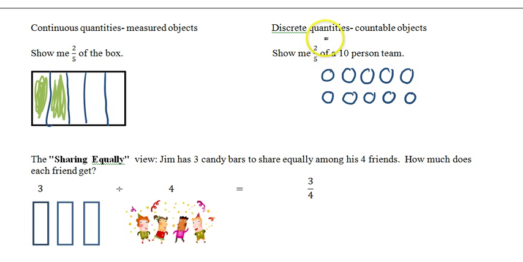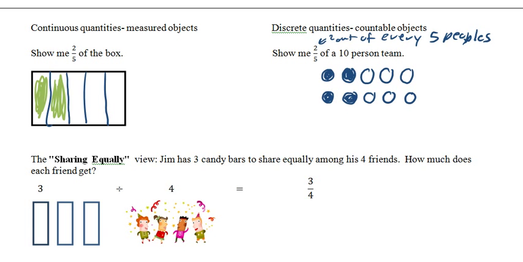2/5 means you would get 2 out of every 5 people, because we're talking about a person team here. So that means you would shade 1, 2 out of every 5. So it's 1, 2, 1, 2 out of every 5. And that'll give you exactly what we're looking for, 2/5 of a 10-person team.